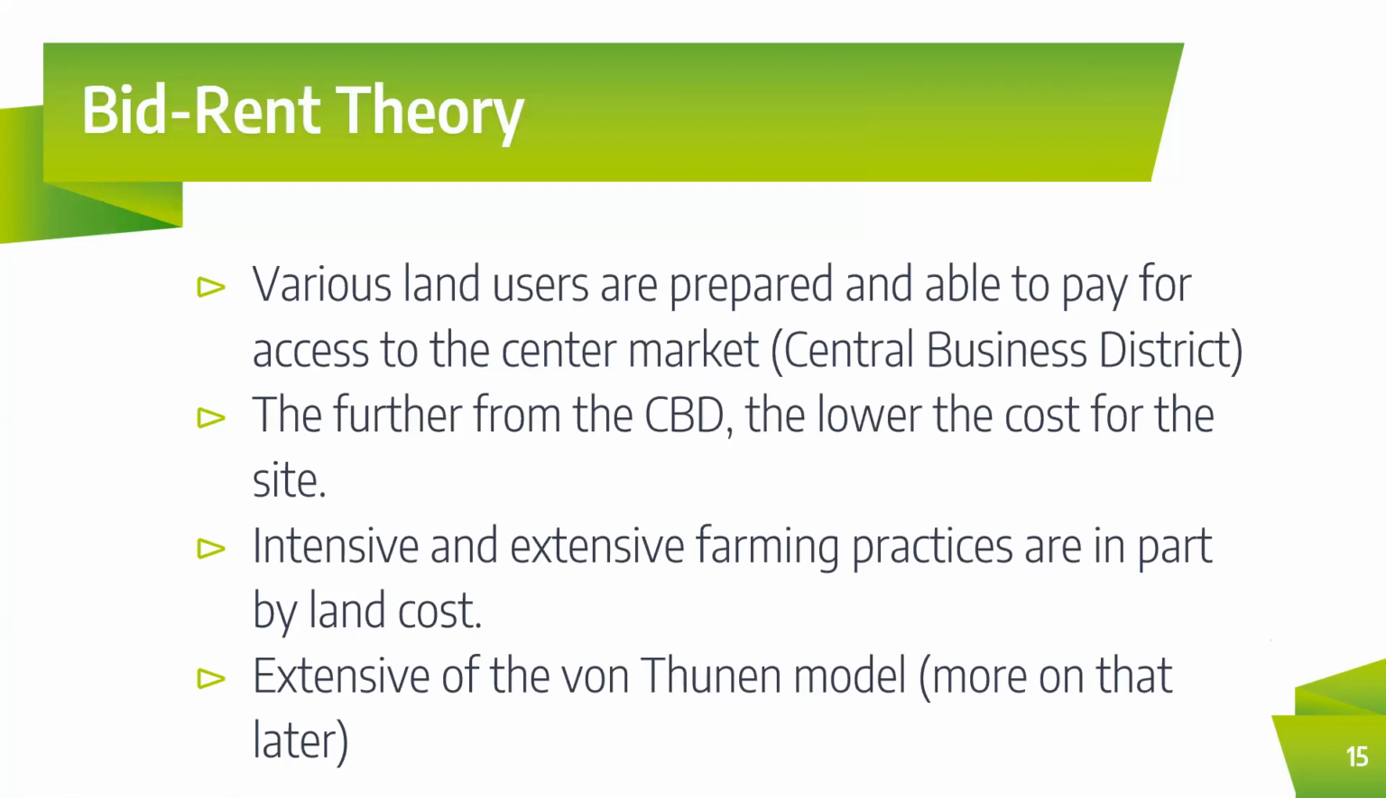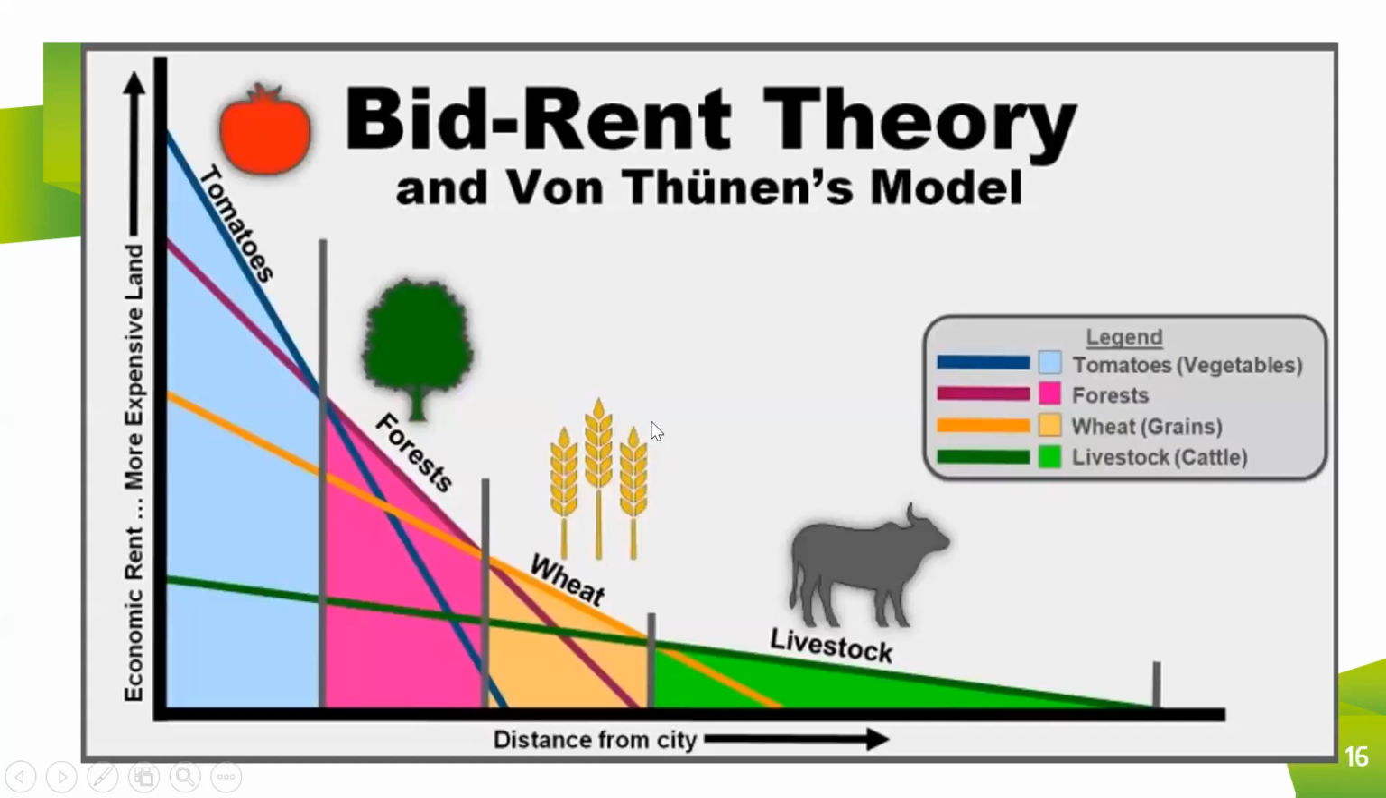So again, here's a little bit more of the bid rent theory. Various land users are prepared and able to pay for access to the central market. The further from the CBD, the lower the cost of the site. Intensive and extensive farming practices are impacted by land cost. I'll be looking more at this when we look at the von Thunen model. Okay, so here's another way of looking at the bid rent theory.